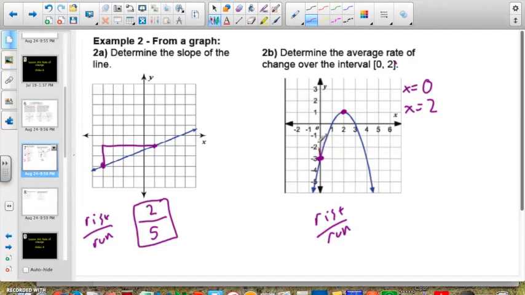So I'm going up 1, 2, 3, 4. It was positive because we're going up. And I'm going to check out my run, which is over 1, 2. I went to the right again, so this was positive. That gives me 4 over 2. I want to reduce my fraction. That's going to be a slope of 2.